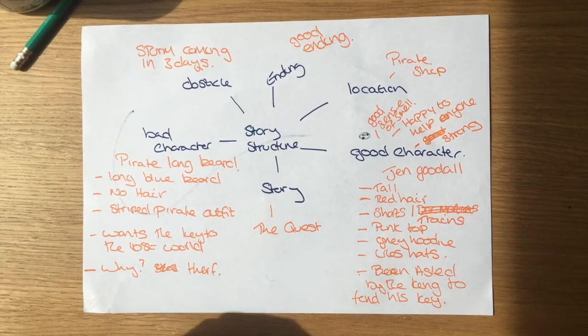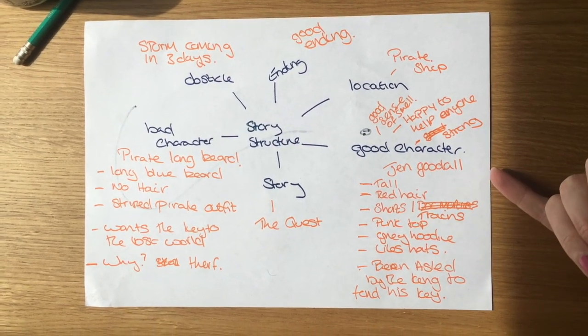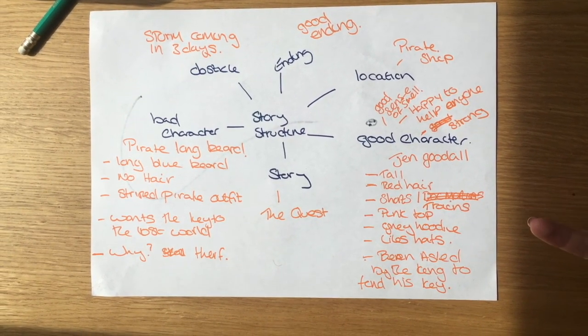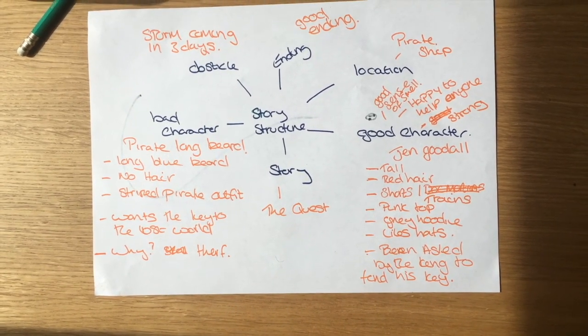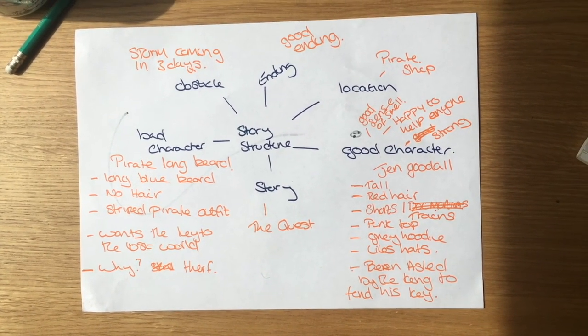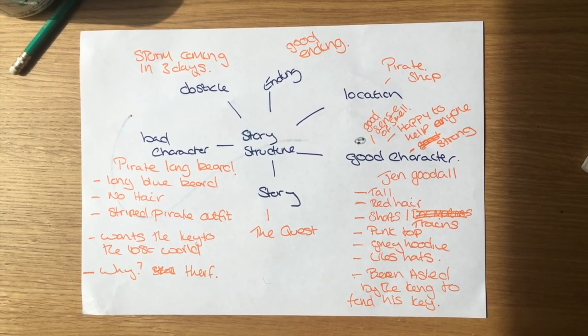Okay, so you should have something a bit like this. So I have a good character called Jen Goodall, who's tall, got red hair, wears shorts and trainers, likes to wear pink tops and grey hoodies, likes hats, and has been asked by the king to find his key. She has a good sense of smell, she is happy to help anyone, and she's strong.